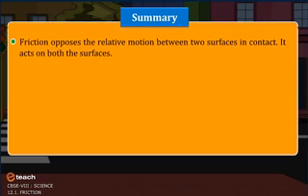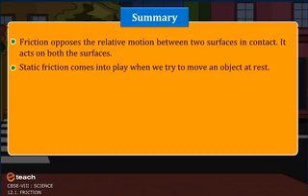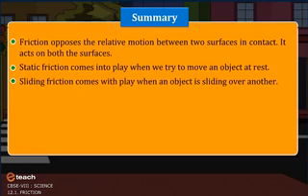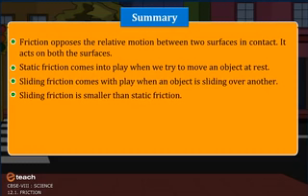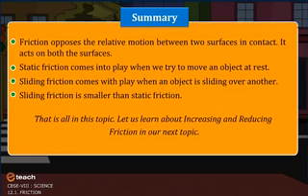Summary. Friction opposes the relative motion between two surfaces in contact. It acts on both the surfaces. Static friction comes into play when we try to move an object at rest. Sliding friction comes into play when an object is sliding over another. Sliding friction is smaller than static friction. That is all in this topic. Let us learn about increasing and reducing friction in our next topic.